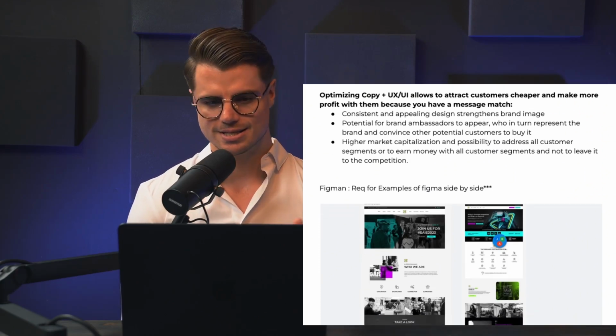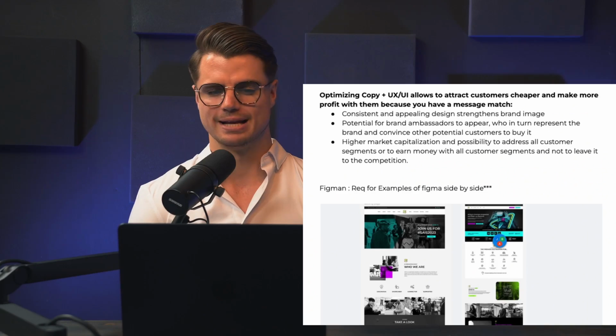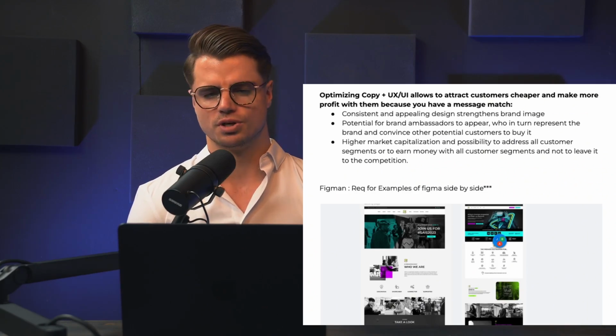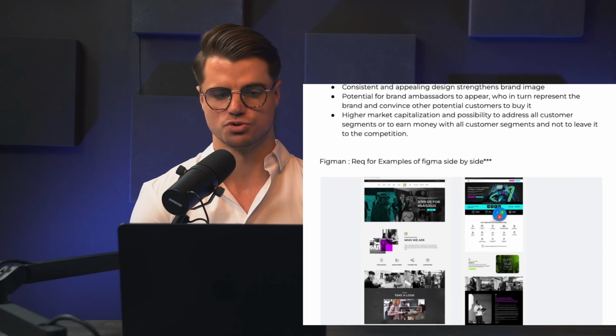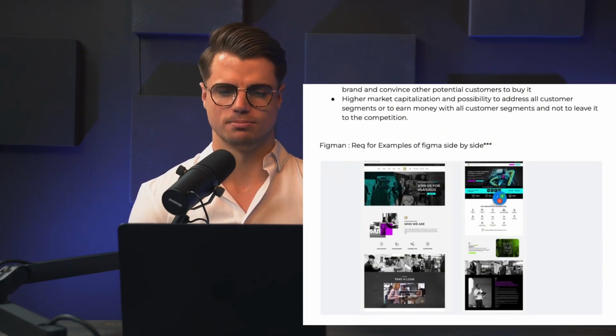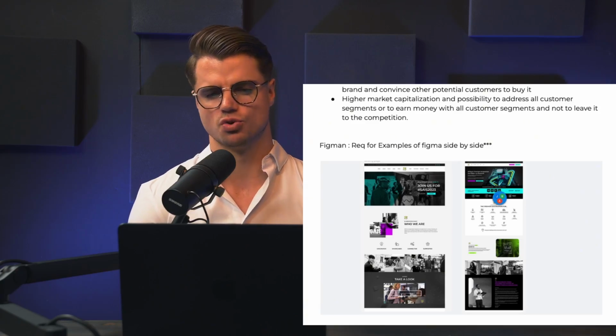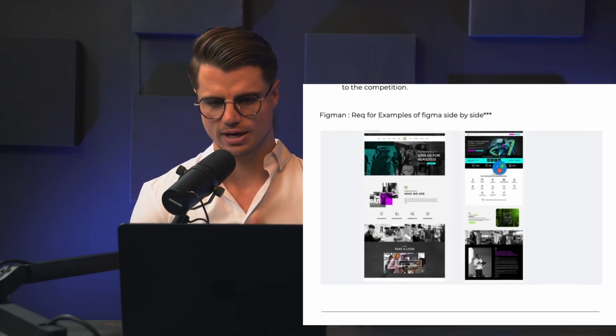So consistency and appealing design strength and images, basically the potential for the brand ambassador to appear, who in return represents the brand and convinces other potential customers to buy it, which is also a personal branding component. Now, higher marketing capitalization and the possibility to address all customer segments to earn money with customer segmentation and stuff like that. Again, you'll see a before and after stage here.